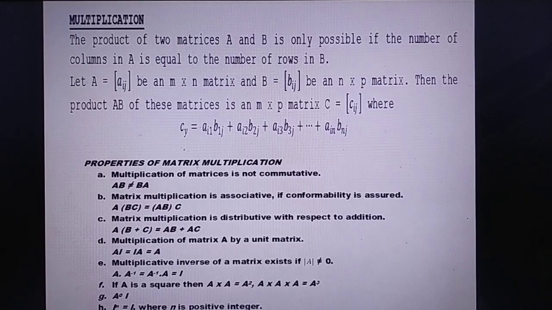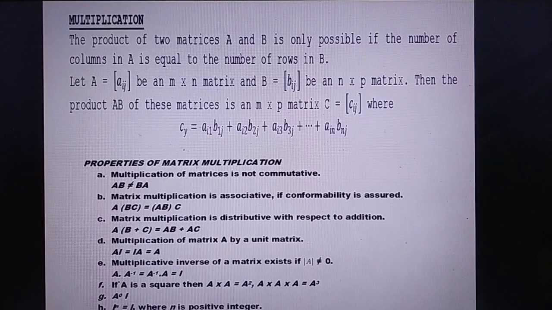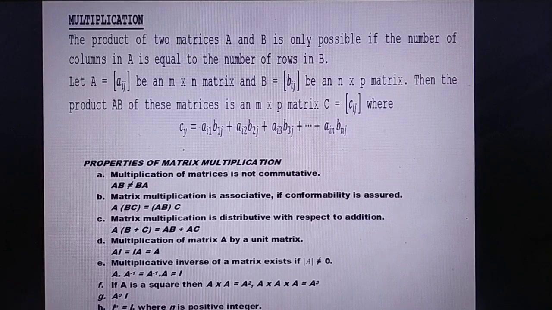And the multiplicative inverse of a matrix exists if the absolute value of the matrix, its determinant, is not equal to 0. Then the original matrix multiplied by its transpose is equivalent to the identity, 1. So this is also called orthogonal.